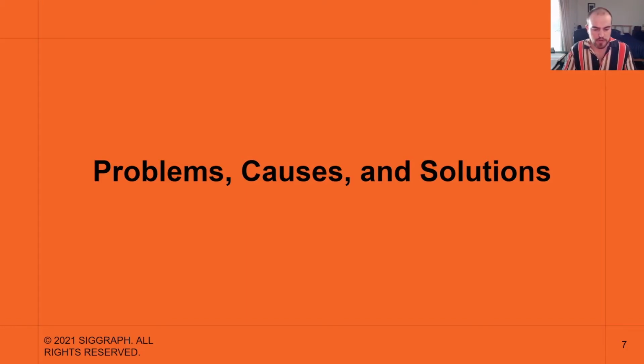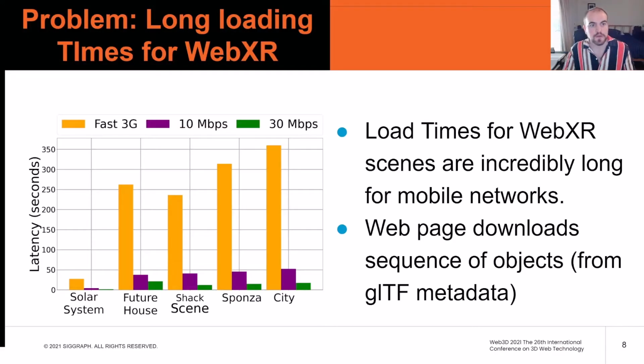The main problem that we encountered when working with WebXR is incredibly long loading times on mobile devices like phones or headsets. These loading times could take anywhere from 30 seconds to multiple minutes on incredibly slow networks. The download sequence of these objects is similar to how you would request images and JavaScript and text on a normal web browser, but in this case it's more complicated and much larger because they are full 3D scenes.